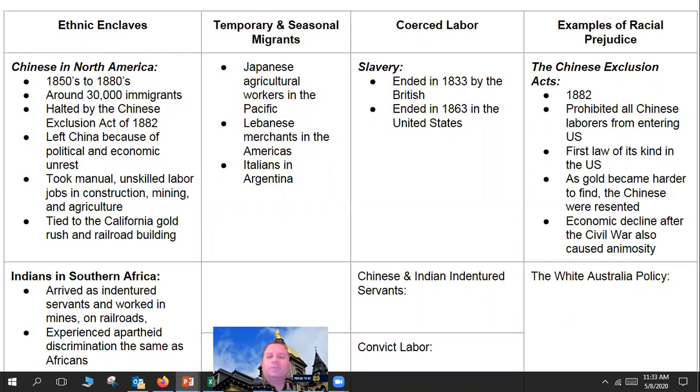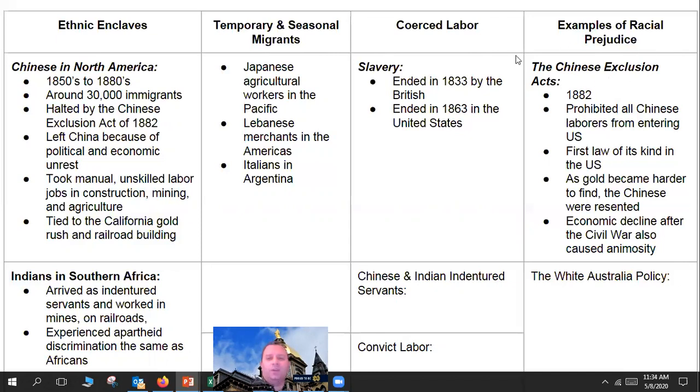This chart right here illustrates some of the different forms of labor as it relates to the United States. Like we've talked about, the Chinese came over here because they were cheap labor. Because of the gold rush and the building of the railroads, they represented a cheap source of labor. We do see some of the seasonal or temporary migrations over here, as well as slavery. That is an example of coerced labor.